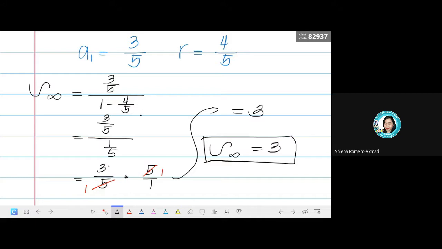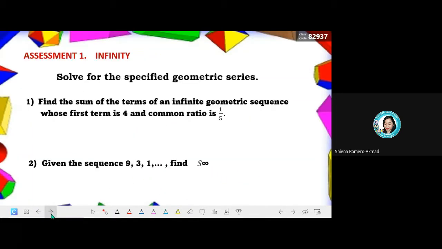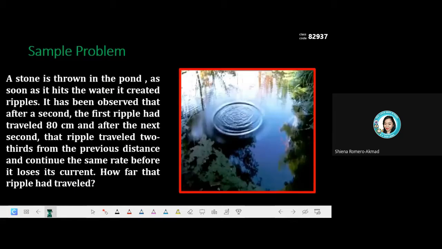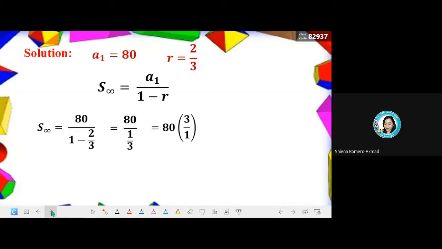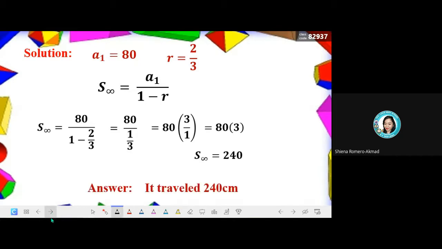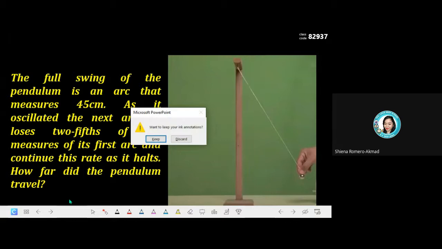Okay, so that's for the infinite geometric series. If you don't have any question, that would be all for our sum of infinity. So ito mga sample problems na lang to, siguro i-send ko na lang sa chat sa inyo as picture, para matingnan nyo rin. Okay, and kasi 10:30 na. Ayoko namang sumobra sa oras. Sobrang-sobra sa oras.